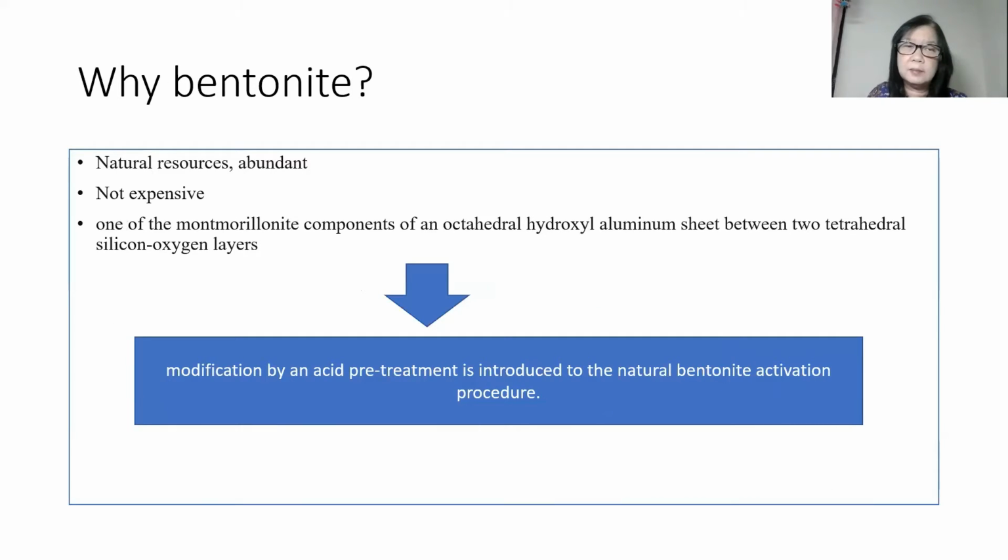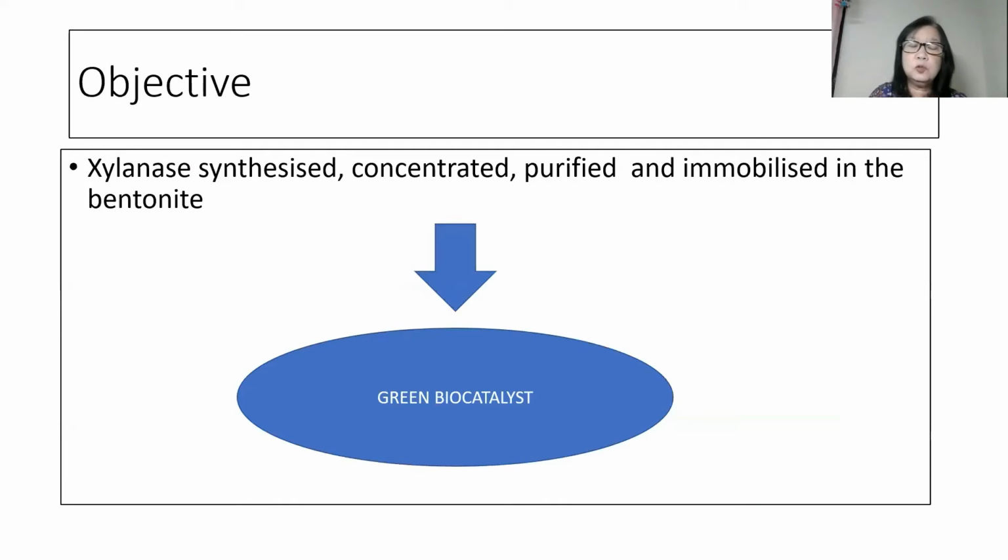So why bentonite? Because it is a natural resource, abundant in Indonesia, not expensive, and also one of the montmorillonite components between the two tetrahedral silicon and oxygen layers. So modification of this bentonite by acid is introduced as the natural bentonite activation procedure, because we would like to activate the surface of the bentonite, so it's easy for the xylanase to go inside and be immobilized in the bentonite.